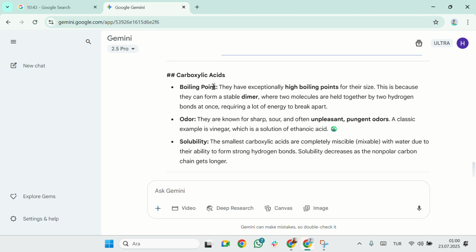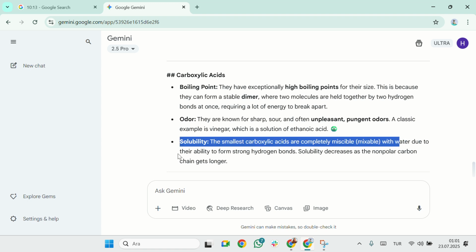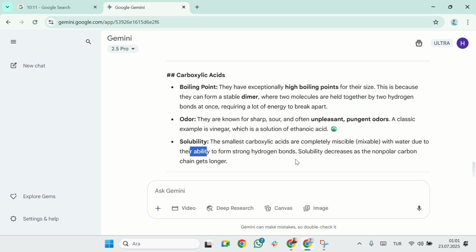Carboxylic acids have exceptionally high boiling points for their size. This is because they can form a stable dimer, where two molecules are held together by two hydrogen bonds at once, requiring a lot of energy to break apart. They are known for sharp, sour, unpleasant, pungent smells, like vinegar, which is a solution of ethanoic acid. Small ones are completely miscible with water due to their ability to form strong hydrogen bonds. Solubility decreases as the nonpolar carbon chain gets longer.